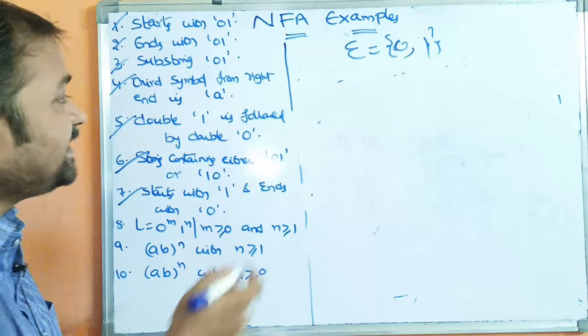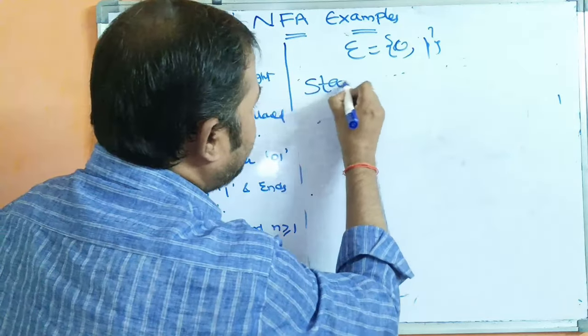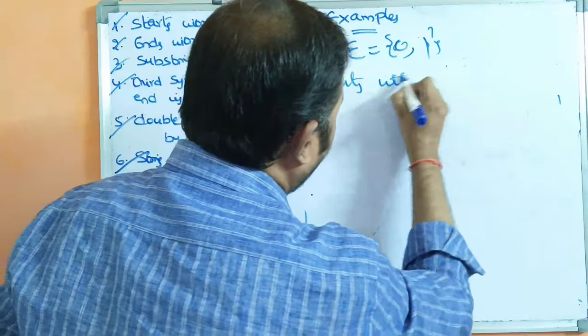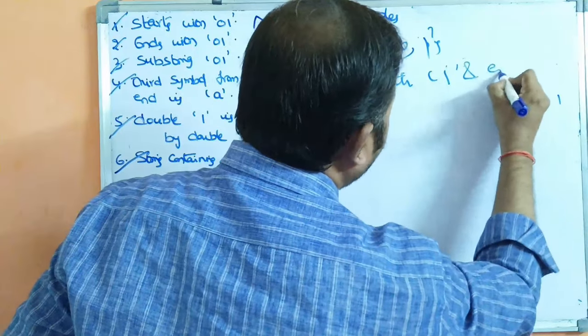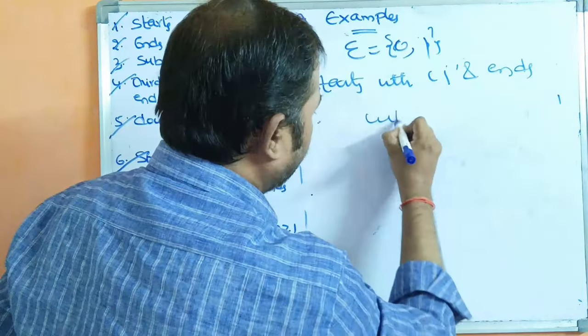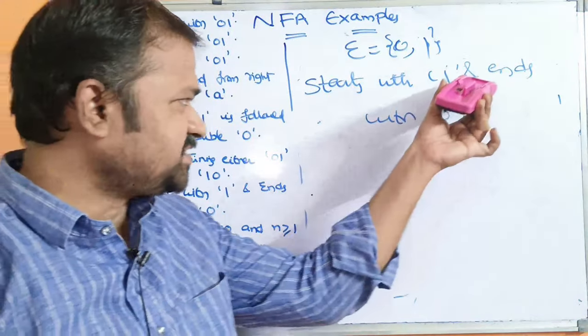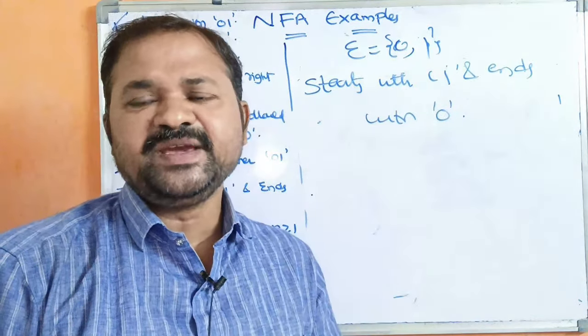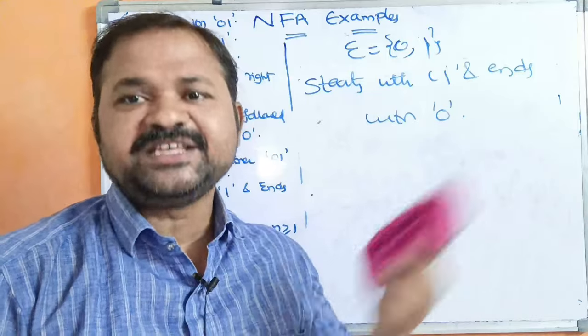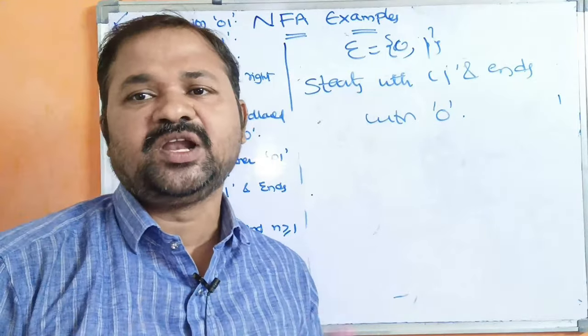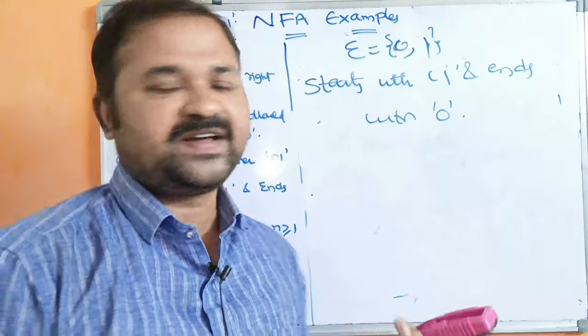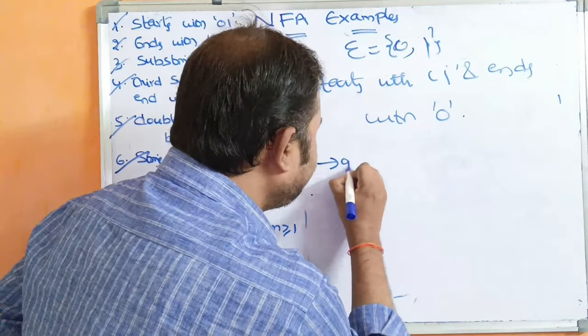Starting with 1 and ends with 0. So the string starts with 1 and ends with 0. Here the minimum string is what? 10. So 10 means length is 2. So the possible number of states are 2 plus 1, 3. So we require 3 states.